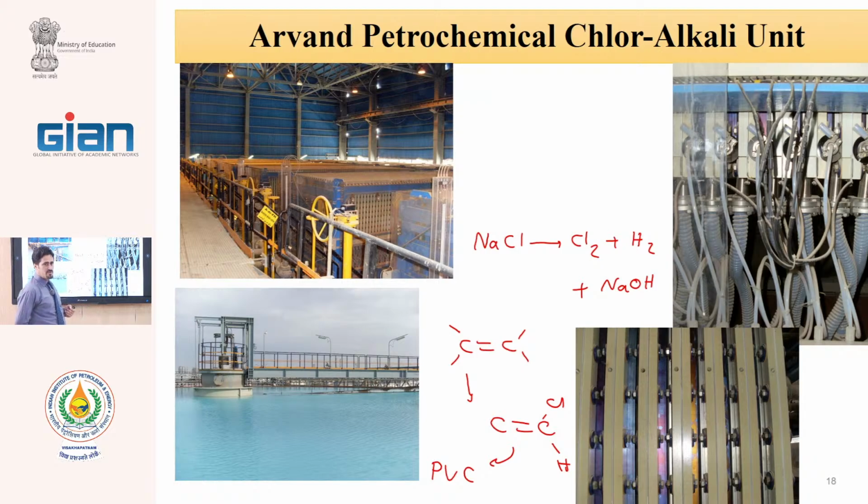Whitening solution, what do you say in India for whitening of clothes? Washing soda. Washing soda, yes. With the combination of this with chlorine gas, we have a bleach solution. Therefore, we have many products, but the main product is PVC.